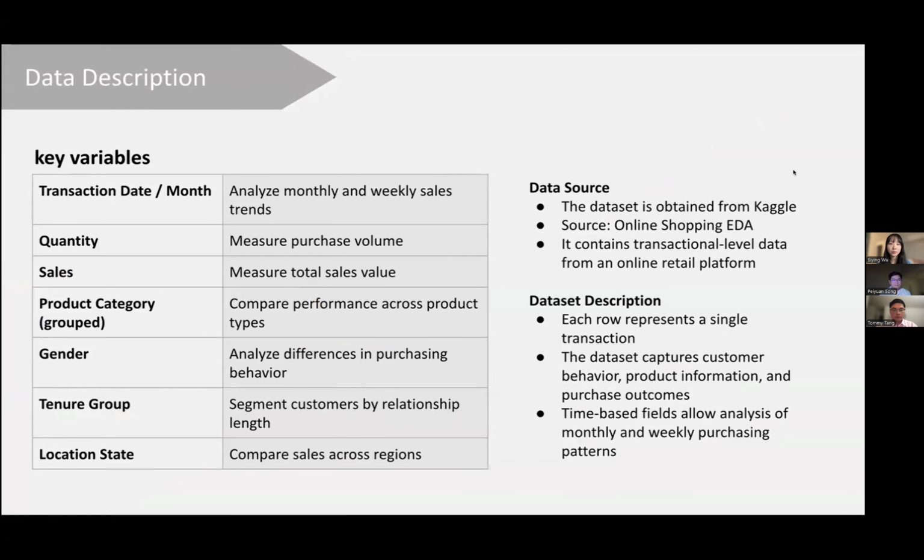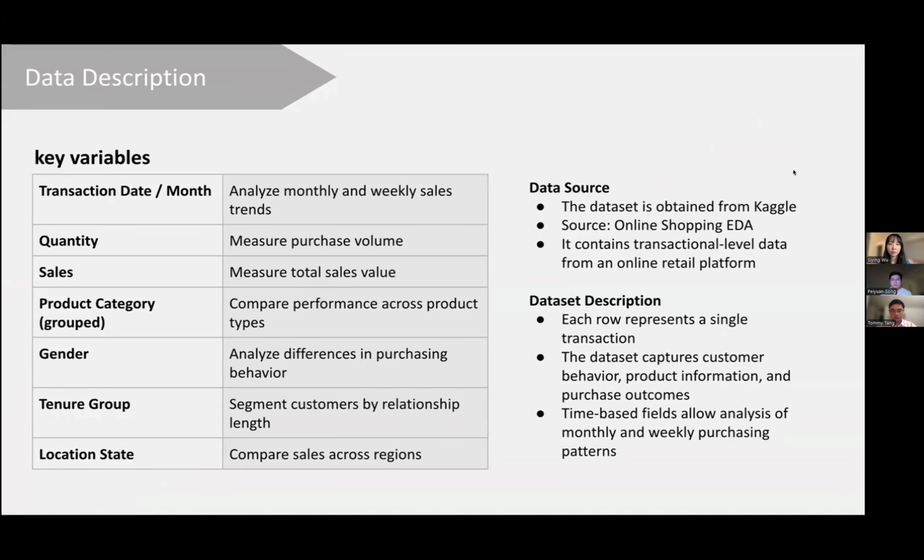Our dataset comes from Kaggle and is called Online Shopping EDA. It is a transaction-level dataset from an online retail platform, where each row represents a single customer purchase. The dataset contains three main types of information.